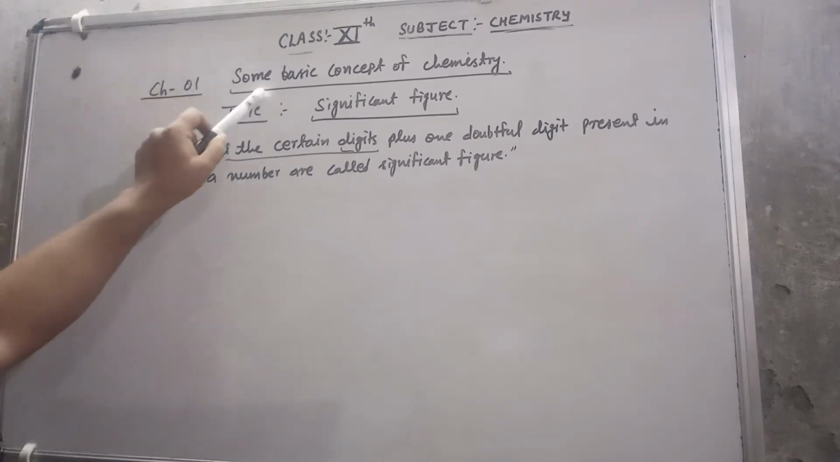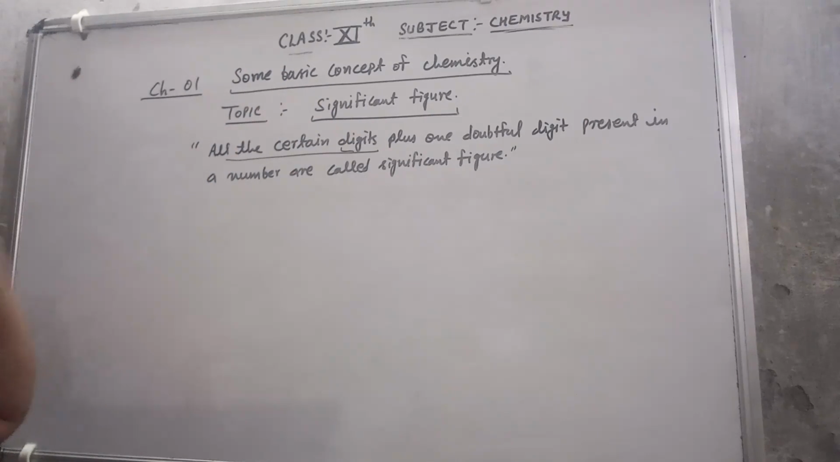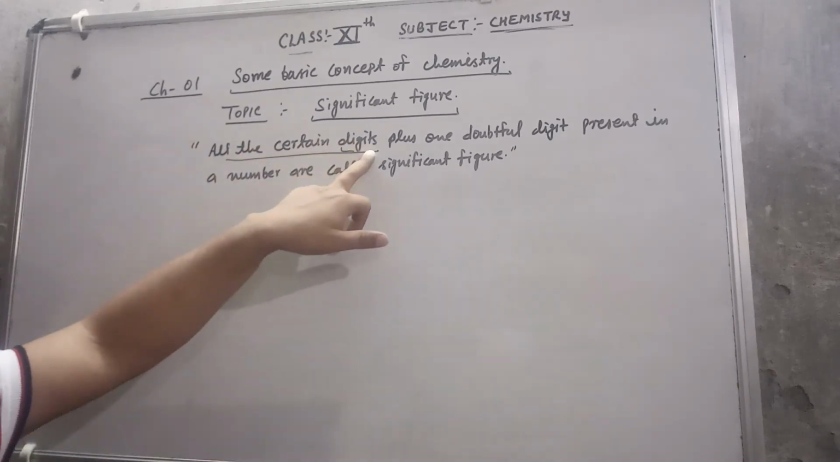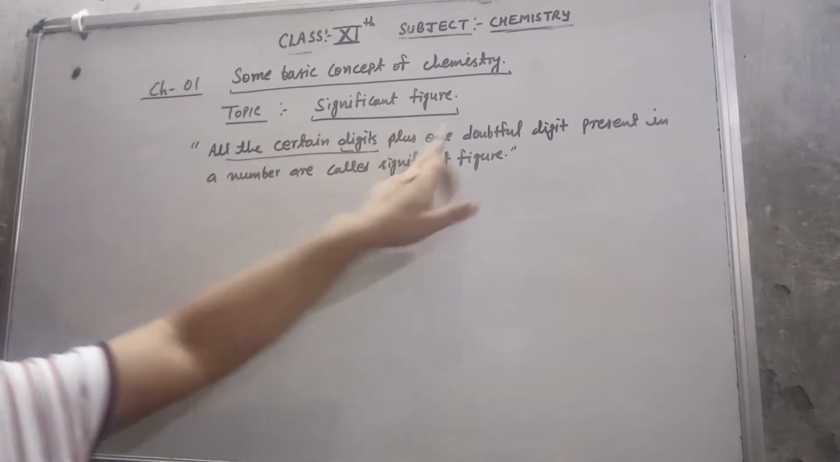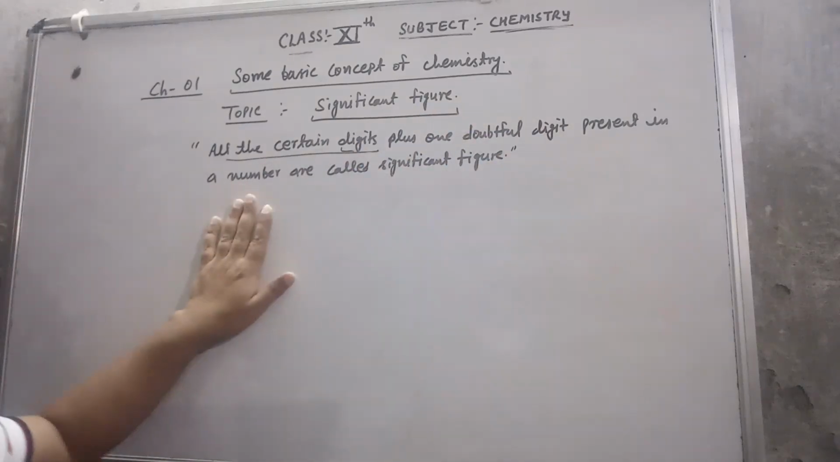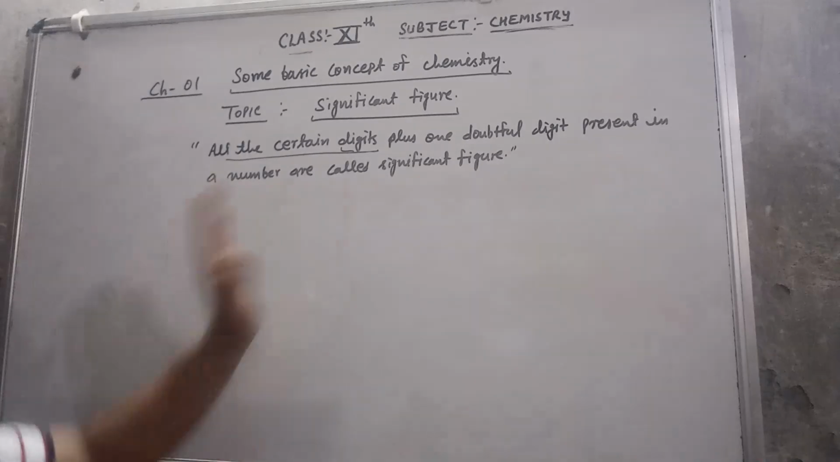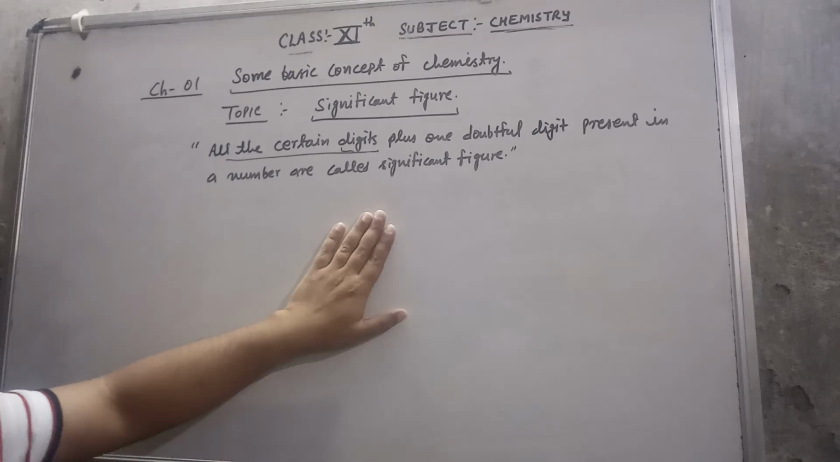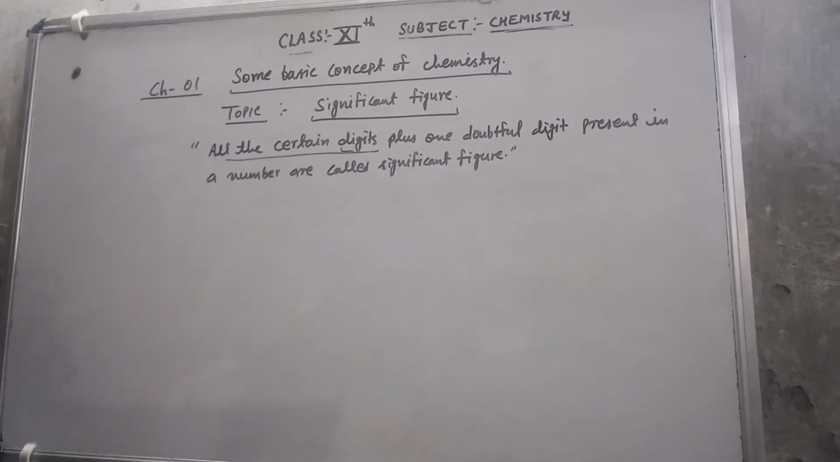The chapter name is Some Basic Concepts of Chemistry. In this video, the topic I am going to discuss with you is significant figures. So what are significant figures? That is the point. If you see here, all the certain digits plus one doubtful digit present in a number, that is, the sum of all the certain digits and one doubtful digit present in the number, are called significant figures. I will explain that with the help of an example.